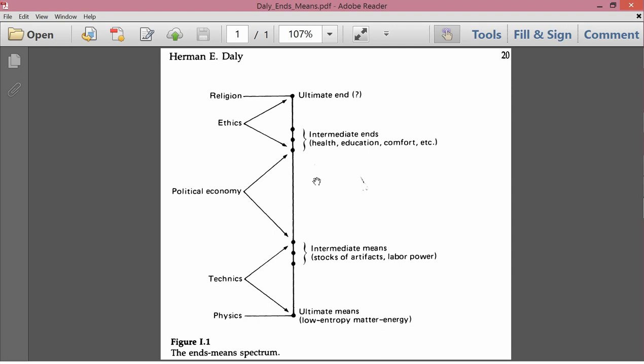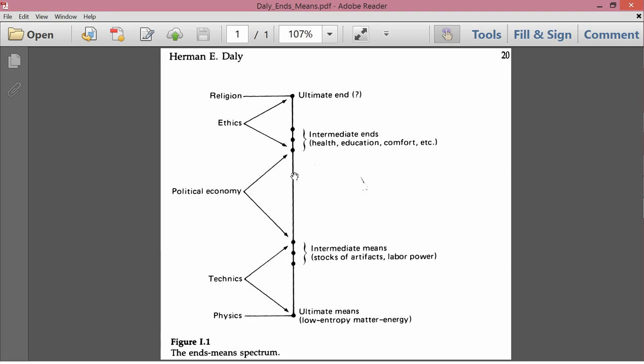But Daly suggests that in order to really be sure that the economy is doing what you want it to do, you should study the relationship between ultimate means and the ultimate end. Now, by ultimate means, Daly here writes low entropy matter energy. I don't think I would describe it in that way. I would simply say valuable matter and energy. That's the ultimate means, maybe valuable matter energy, but perhaps also the valuable characteristics of the ecosystem, the biological characteristics of the ecosystem. And these are the ultimate means that generate the things that make human life more comfortable. Physics is the study of the ultimate means. The relationship between the ultimate means and the intermediate means, Daly here calls technics. You might want to call that engineering.